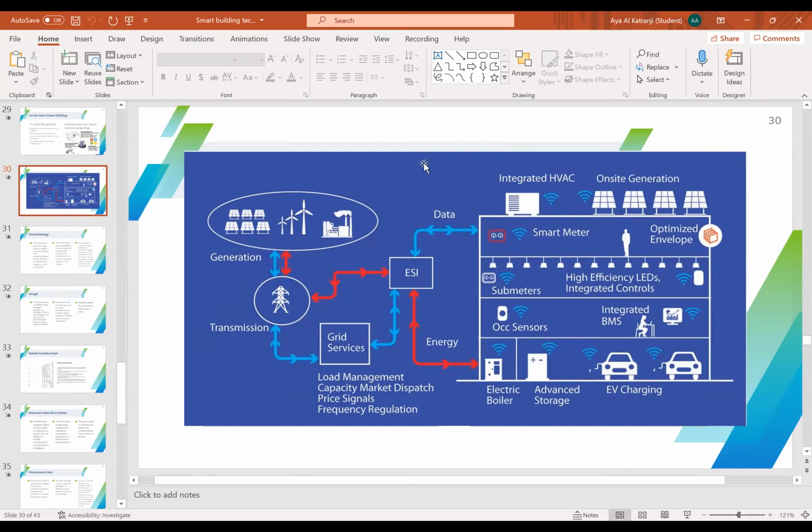Yes, so first we have the electricity generation and transmission to and from the grid. The transmission goes into the grid services, into the energy management system, and back to the building, where they have panels integrated, and also the HVAC system, and all the components communicate together, and they send back to the ESI, and the excess energy produced by the building goes back to the ESI and back through the transmission system to the generation.